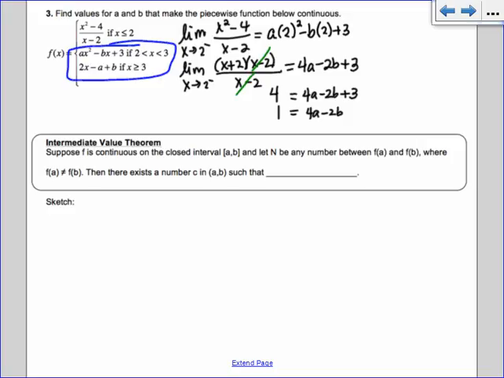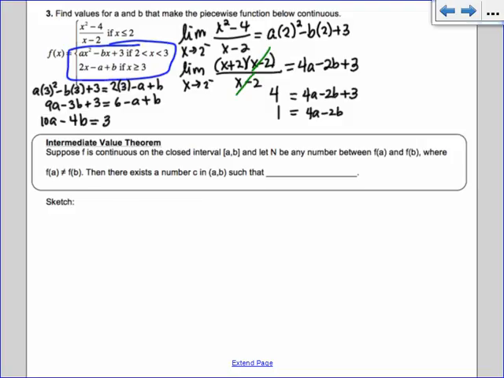Looking there, when we find our equation, I'm going to plug in 3. So I'm going to have a times 3 squared minus b times 3 plus 3 has to equal 2 times 3 minus a plus b. So we get 9a minus 3b plus 3 equals 6 minus a plus b. Let's get all of our a's on one side and all of our b's on the same side. So I'm going to have 10a, what do I get? Minus 4b equals 3. Is that right?